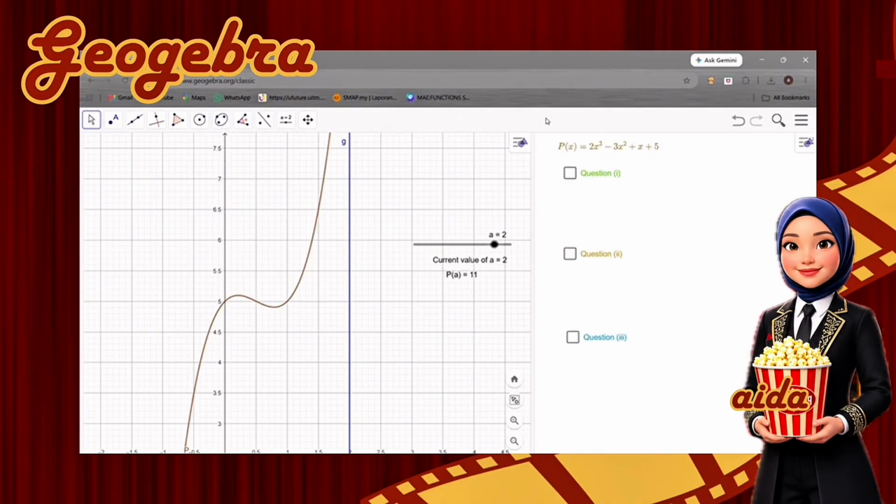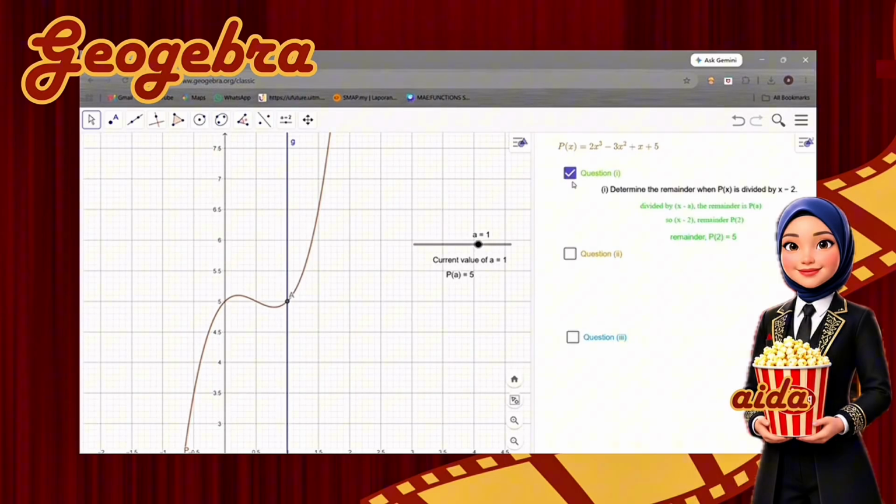So for quiz 1, we have the polynomial given, P(x) equal to 2x cubed minus 3x squared plus x plus 5. So we can see the graph for this polynomial on this side. And the blue vertical line represents the current value of a on the x-axis. As I move the slider, the value of a changes and the blue line moves left or right to the corresponding x coordinate.